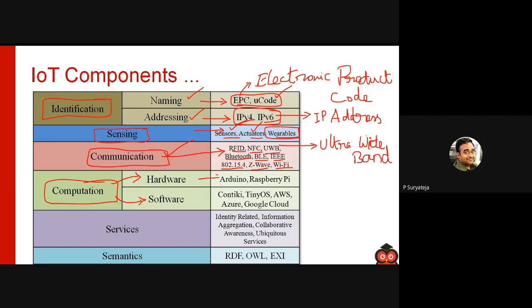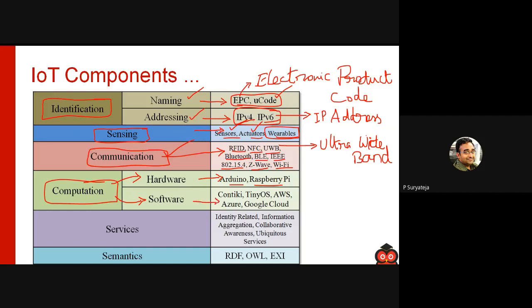Examples of hardware platforms: one is Arduino, another one is Raspberry Pi. Here I have included only two examples. We have seen some more examples in the previous unit, like Node MCU, Intel Galileo, and ESP8266, and all those things we can use. They are the examples for the hardware.